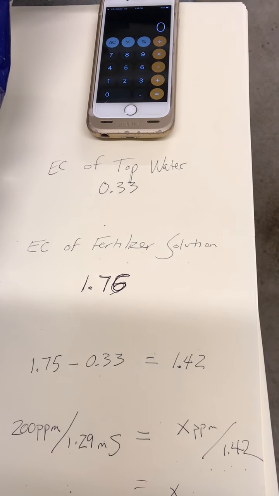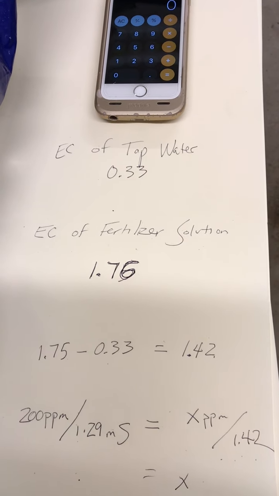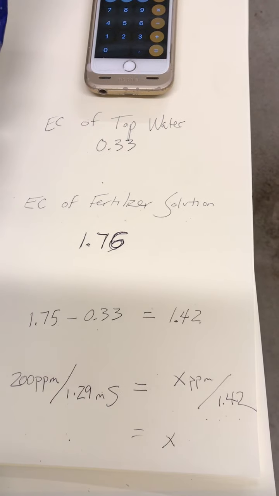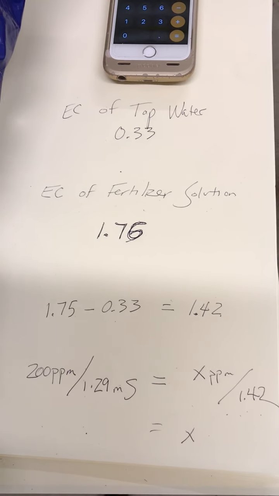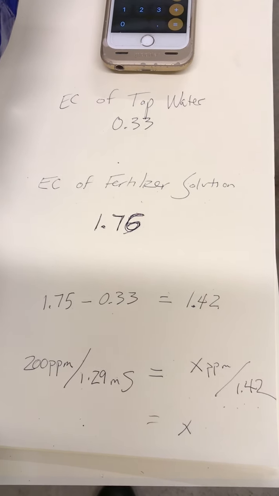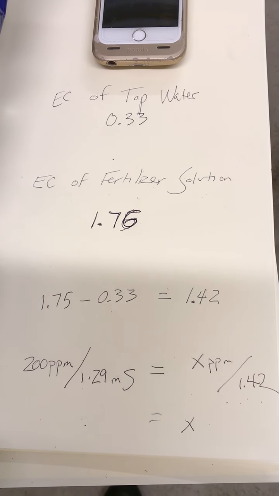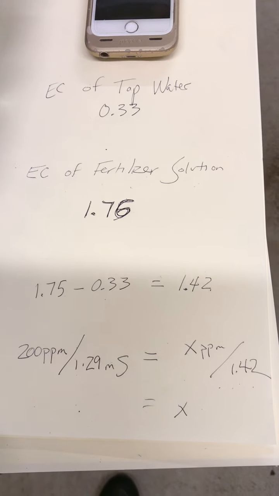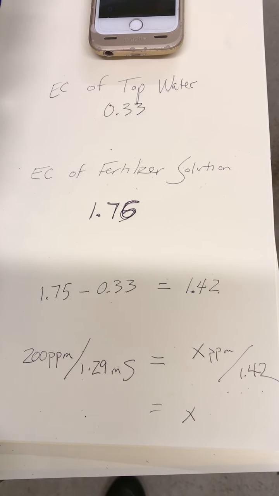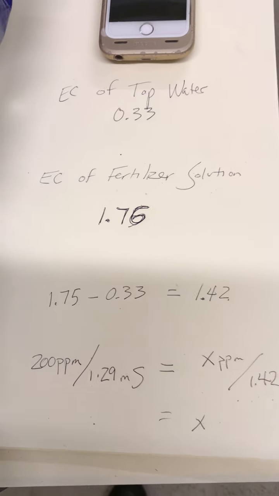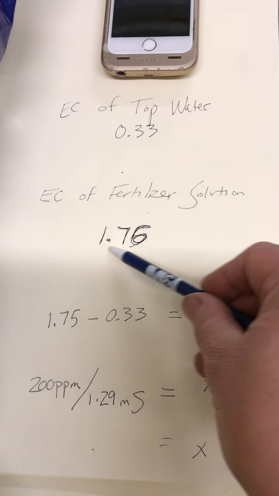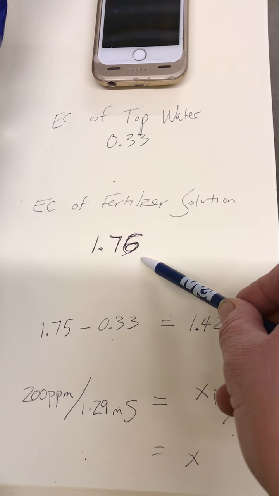Okay, the last video showed you how to basically just test using the EC and pH meter. Here were the numbers we got in the last video. We had our tap water reading an EC of 0.33 millisiemens. Our fertilizer solution has more salts from the fertilizers, and that read an EC of 1.76 millisiemens.